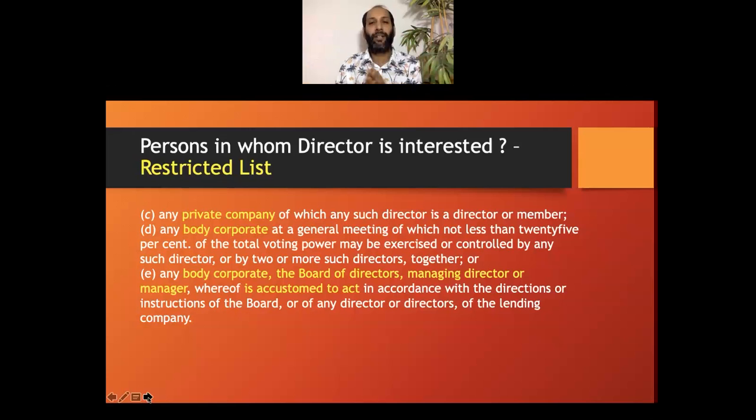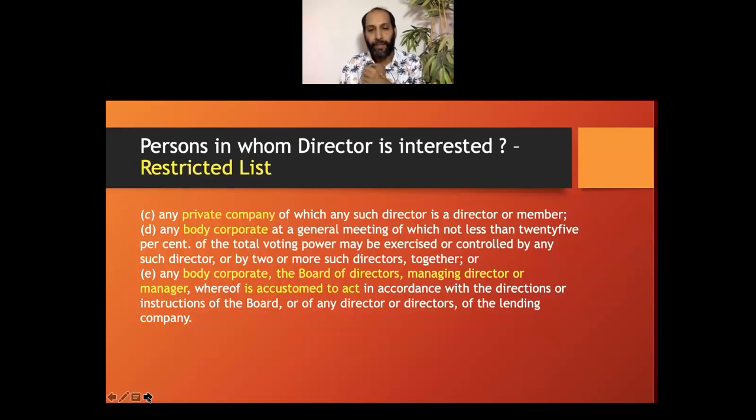Now coming to the third scenario, it is basically called the permitted list. The permitted list is again divided into three categories: A, B, and C. What is the permitted list? LGS, that is loan, guarantee and security, can be given by a company to its MD or full-time director. Very important: not to an ordinary director, because an ordinary director comes under the prohibited category, clause A, part A. This is the permitted list.